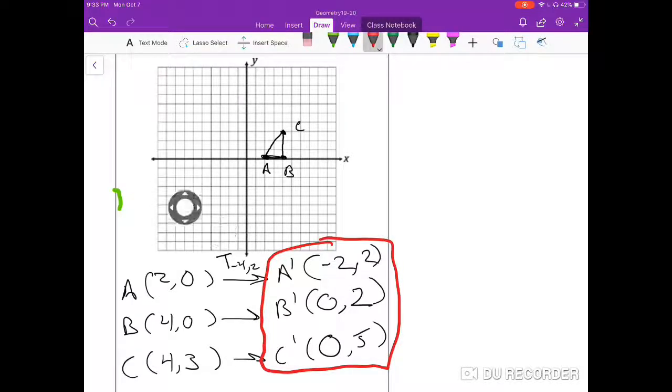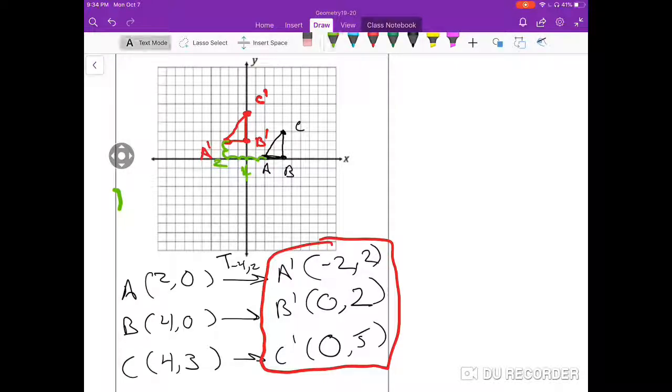All right, and what I'm going to do with these three things, I'm just going to plot them and label them so that we have a new point here, or a new triangle. Negative 2, 2 is A prime, 0, 2 is B prime, and 0, 5 is C prime. Again, if I want to check myself, or if I was doing this on the graph, I would just count. I'd be going to the left 4 and up 2. I can just count this 1, 2, 3, 4, up 2. So that's how I can check my rule to make sure that it's right.